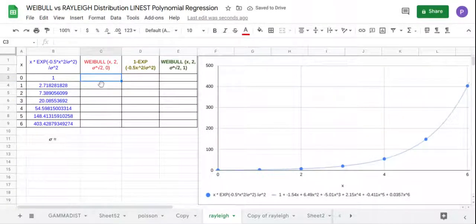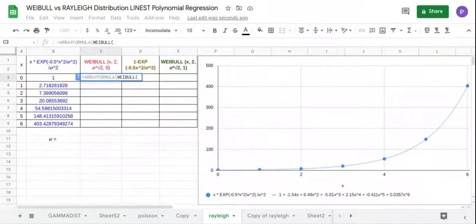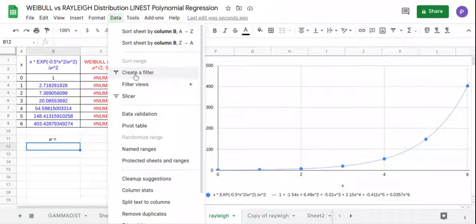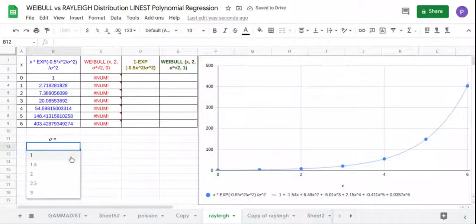And the Weibull is equal to the array formula, Weibull of the x values where alpha is equal to 2. And this is our sigma, which we'll find out at sigma and 0. Our value for sigma will use data validation, a list of items from 1 to 3. So our sigma will start from 1 up to 3.